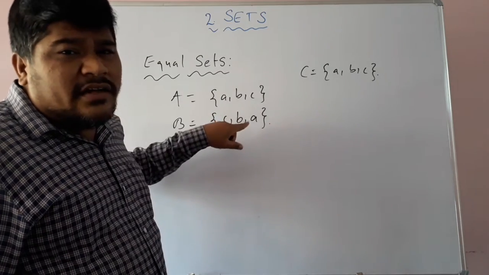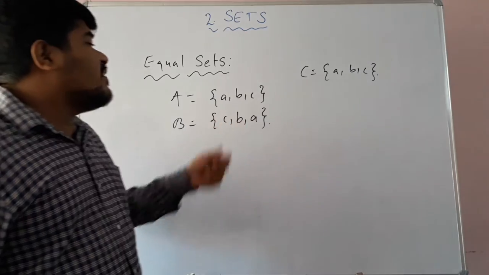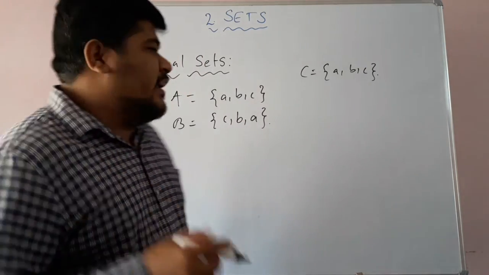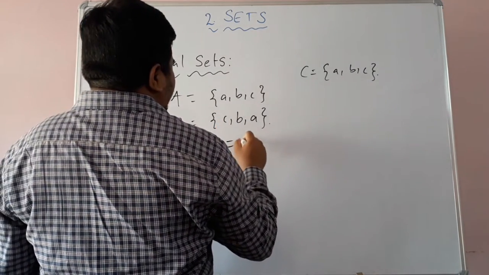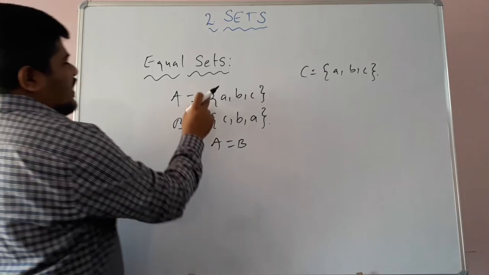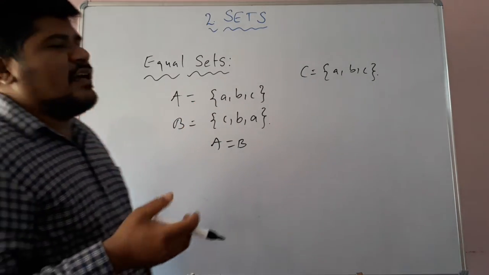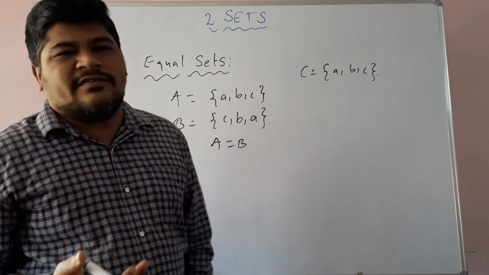Here they are not in the same order. C comma B comma A is there, but still these two sets have the same elements. So A and B are equal sets, and A and C are also equal sets. You can write A is equal to B. Sets A and B are equal because both sets have the same elements A, B, C. And this is the symbol we use to represent equal sets.